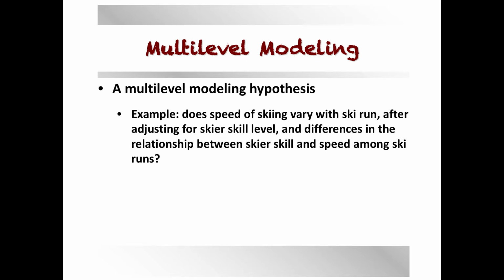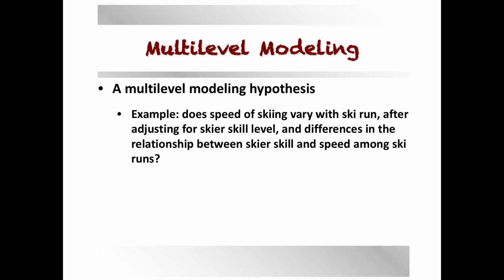But then we transition to this multi-level modeling hypothesis that adds in the ski run. So does speed of skiing vary with ski run? First of all, does ski run matter? If it doesn't, then maybe we shouldn't even continue, but we'll go ahead and run that as part of the steps here of getting a full multi-level model tested. So do the ski runs differ in terms of the average speed that the skiers are flying down the hill? And then we're going to adjust for skier skill levels. That's what we were just talking about. And also differences in the relationship between skill and speed among the runs.